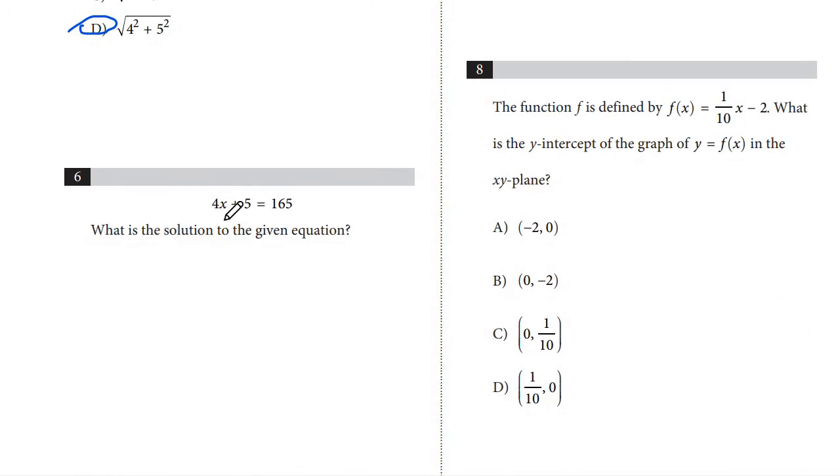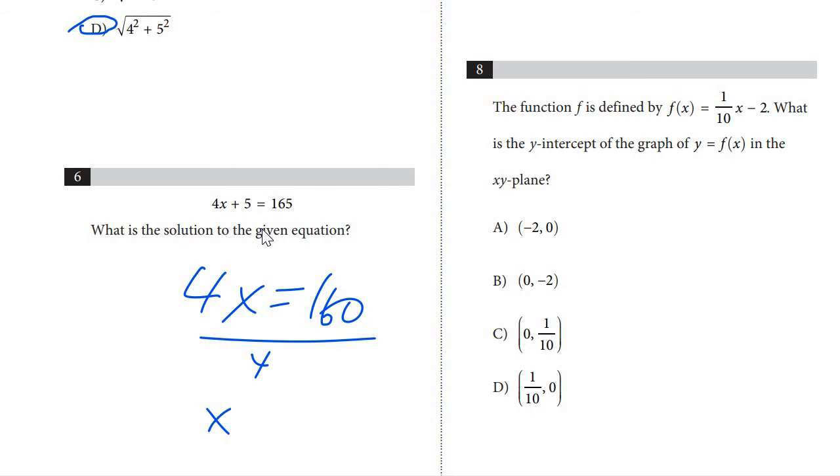Okay, what is the solution of this equation? Well, to solve for x, you just do reverse PEMDAS, subtract 5 on both sides, and then divide by the 4 to isolate x. So that's 40. Simple. Number 8, the function is defined by this.